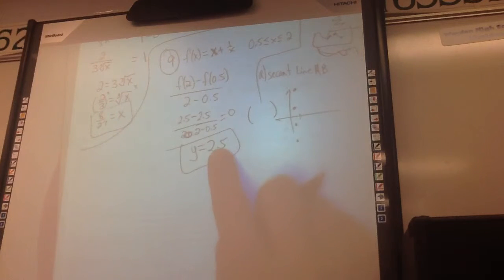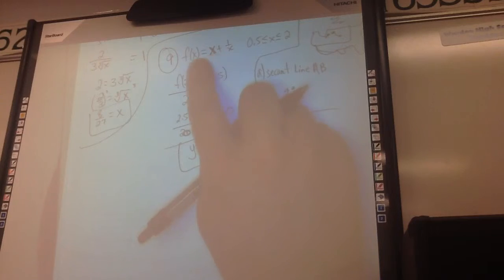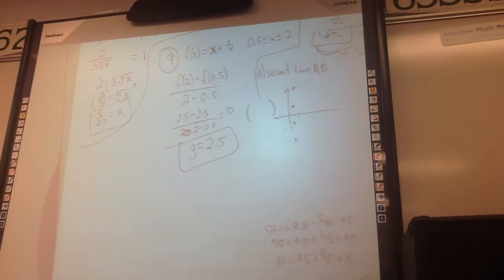So now we have a horizontal line. And we're going to try to figure out part B: the tangent line to this that's parallel to this.